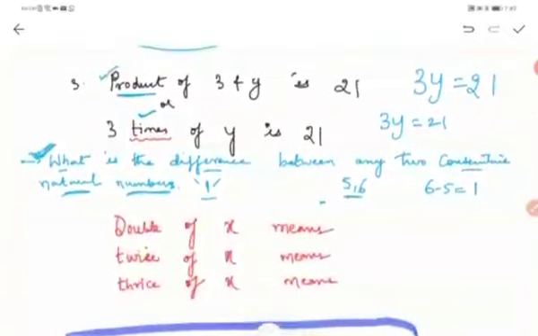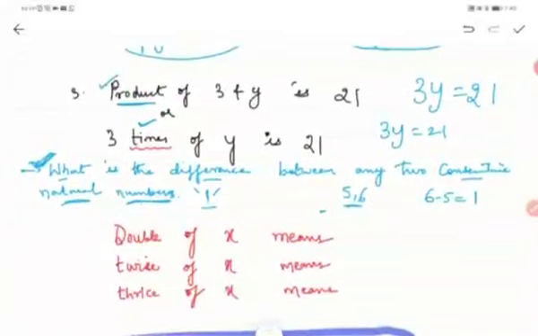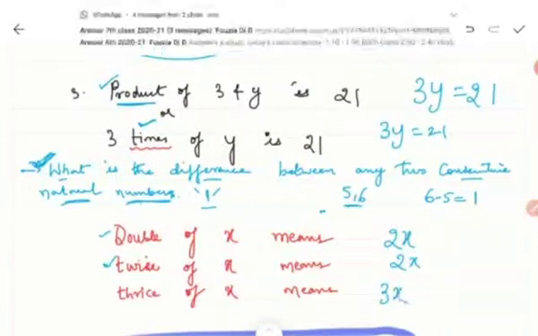You have some statements like double of x. What does it mean? Double is 2 times, right? 2 times of x. Or it can be asked like twice of x. That also means 2x. Twice means 2 times. Thrice of x means 3x, isn't it? Thrice of x means 3x.